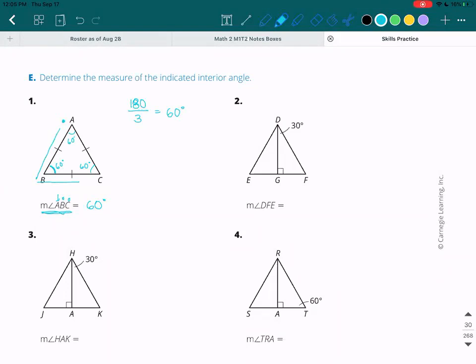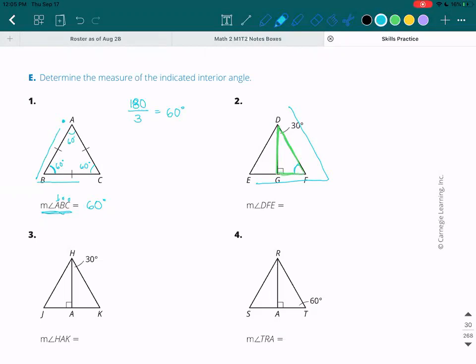Alrighty, so number 2, we're going to determine the measure of DFE. So start at D, go to F, go to E. We want this measure. Okay, and so let's see. We have a highlighted triangle right over here. I'll highlight it in green.